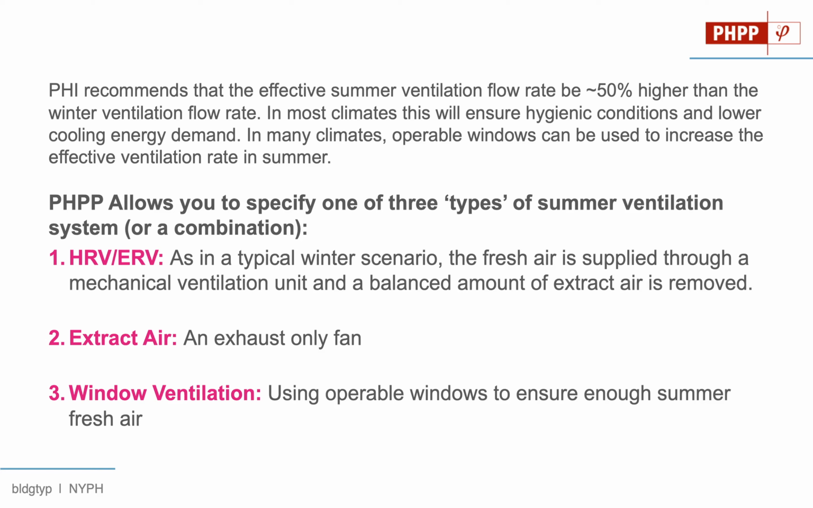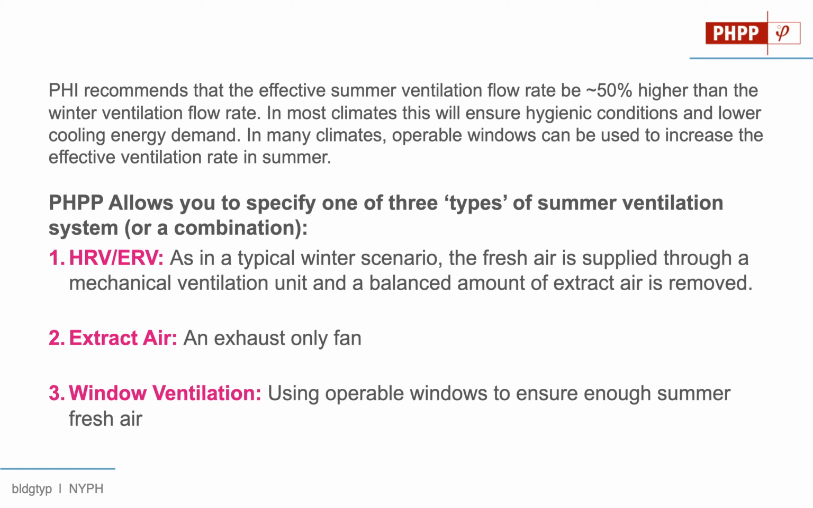The PHPP and PHI allows us to specify one of 3 different types of summer ventilation in order to increase our system flow rates, or maybe a combination. We can, of course, have some sort of boost mode on our HRV or ERV. This can be challenging to design, though. You have to design your ductwork and your system configuration to accommodate the summer rates, and then somehow have a control system that turns it down in the wintertime. Which isn't impossible, but it's a little bit challenging.